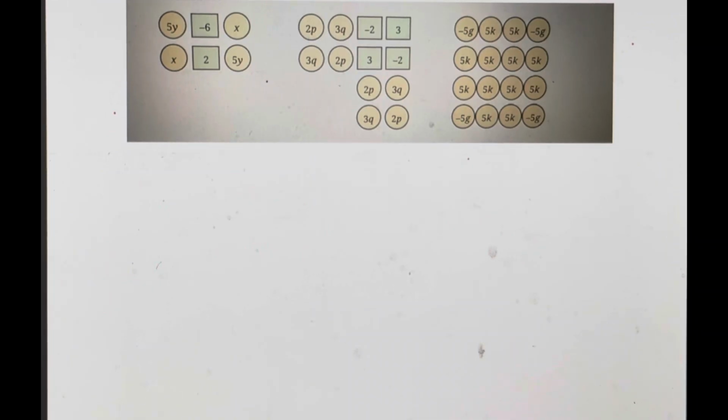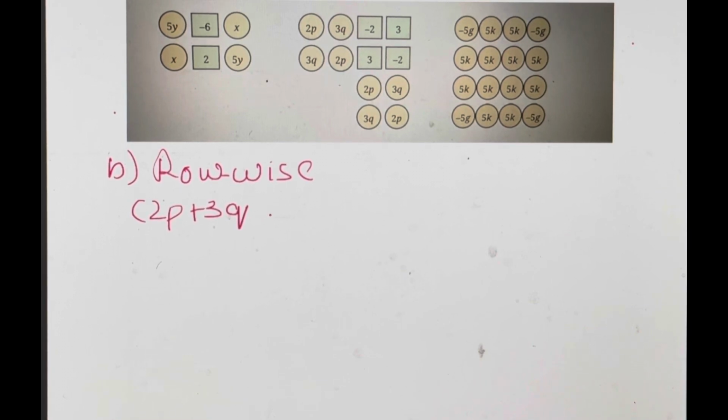Let us see the second picture and try to solve it. First, if we try to solve row wise, here we have 2p plus 3q minus 2 plus 3. This is the first row. Then we add the second row: 3q plus 2p plus 3 minus 2.